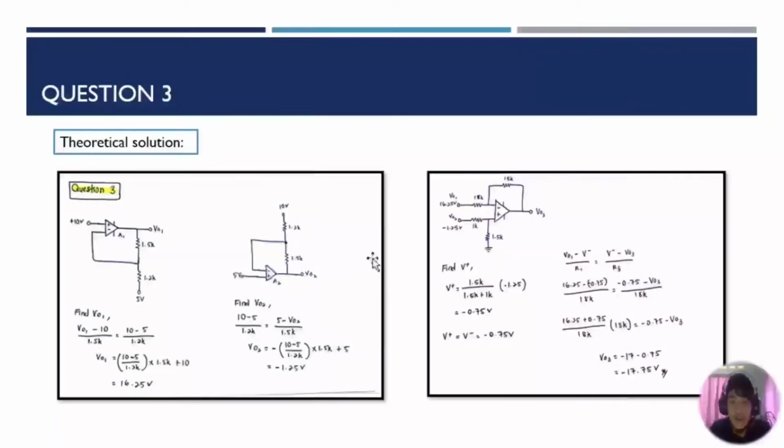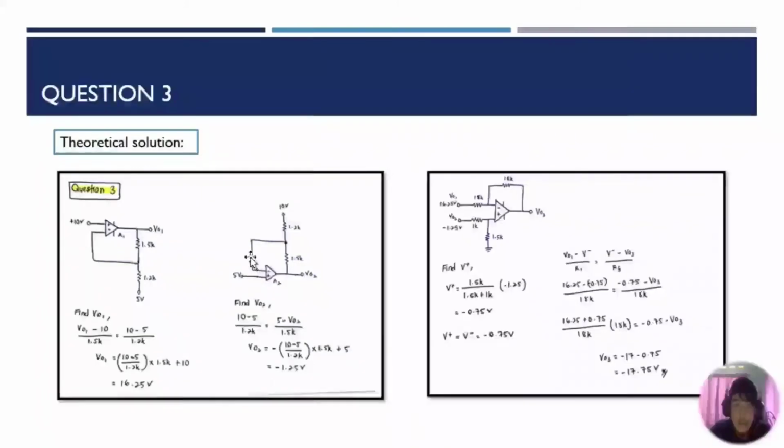Okay, for the second op-amp, I also separate the op-amp. To find the value of V output 2, we will use the same method, which is current in equals current out. So we take the value of 10 volt here minus 5. Why do we take the value of 5? Because, also the same, V positive is 5 volt, so V negative here will be 5 volt.